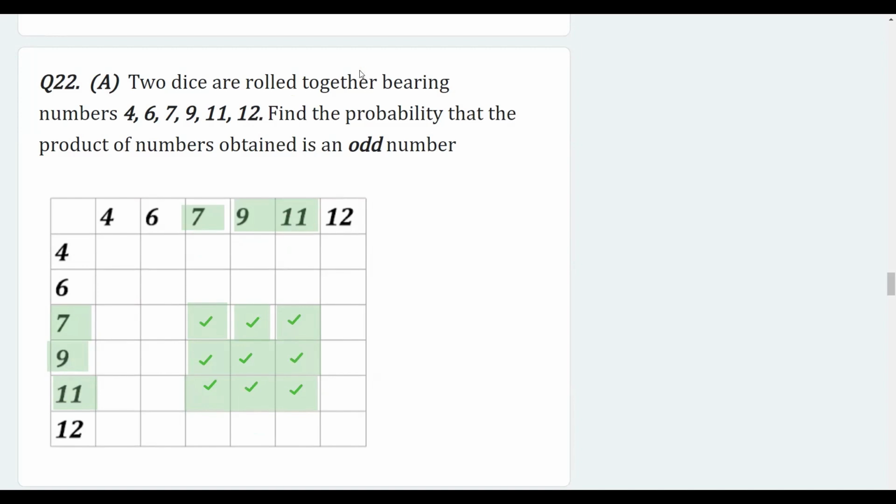So the favorable observation is how much? Favorable observation is 9, and the total observation as I counted is 36, like 6 into 6, that is 36. So we can say that the required probability, let's say if I take P(A), will be the number of favorable observation, which is 9, divided by the total number of observation, 36. So if I reduce it, it's going to be 1 over 4.